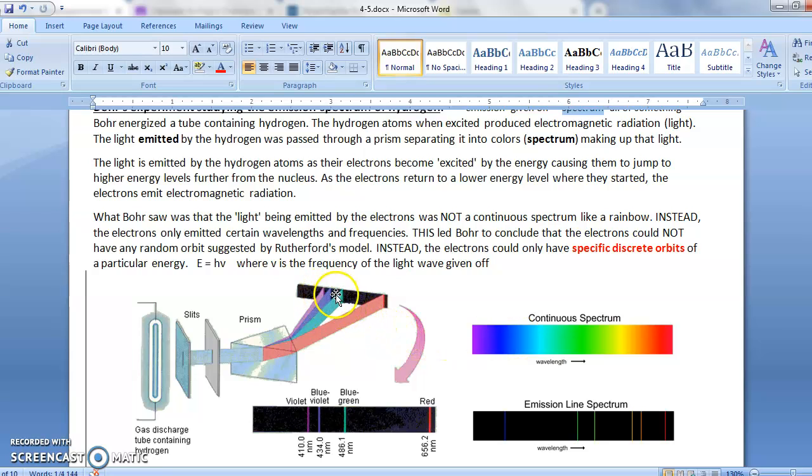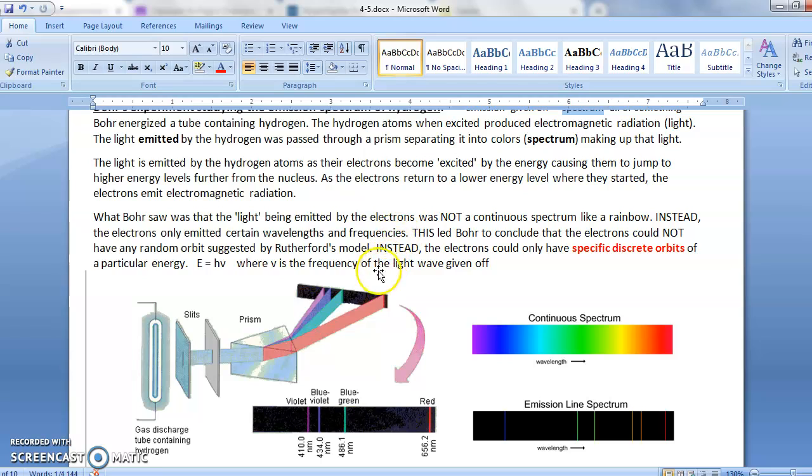Instead, it gave off what's called a bright line spectrum. Only certain bands appeared: a red, a green, a blue, and a violet. Instead of a continuous spectrum where you saw all those. That's called a line emission spectrum, where instead of seeing all the colors, you only see certain bands. And what Bohr saw led him to make a very, very dramatic conclusion about the atom.